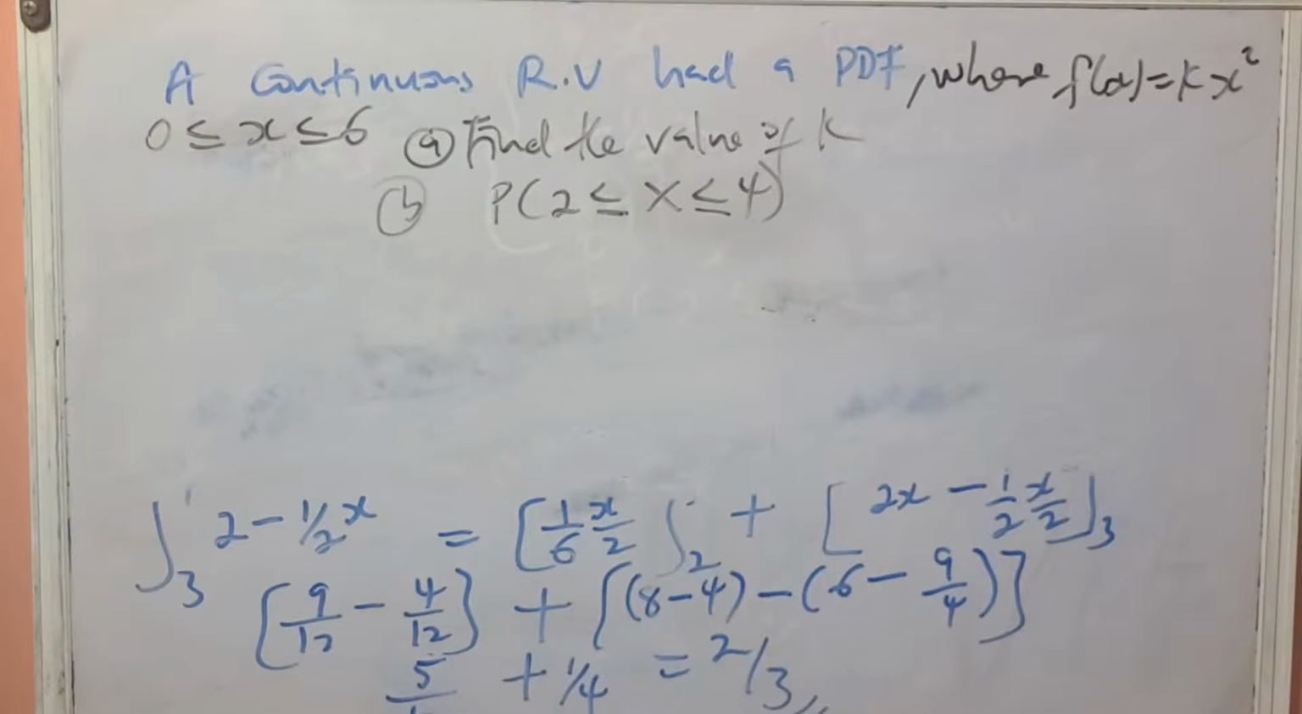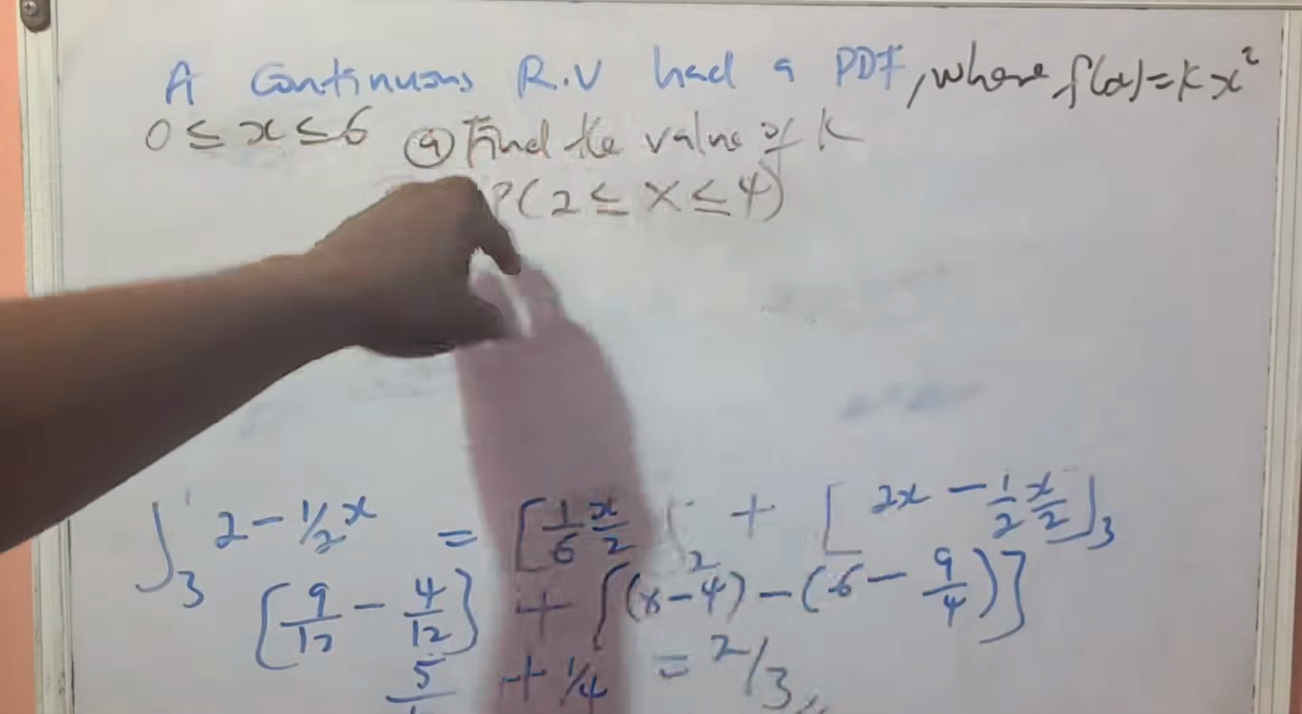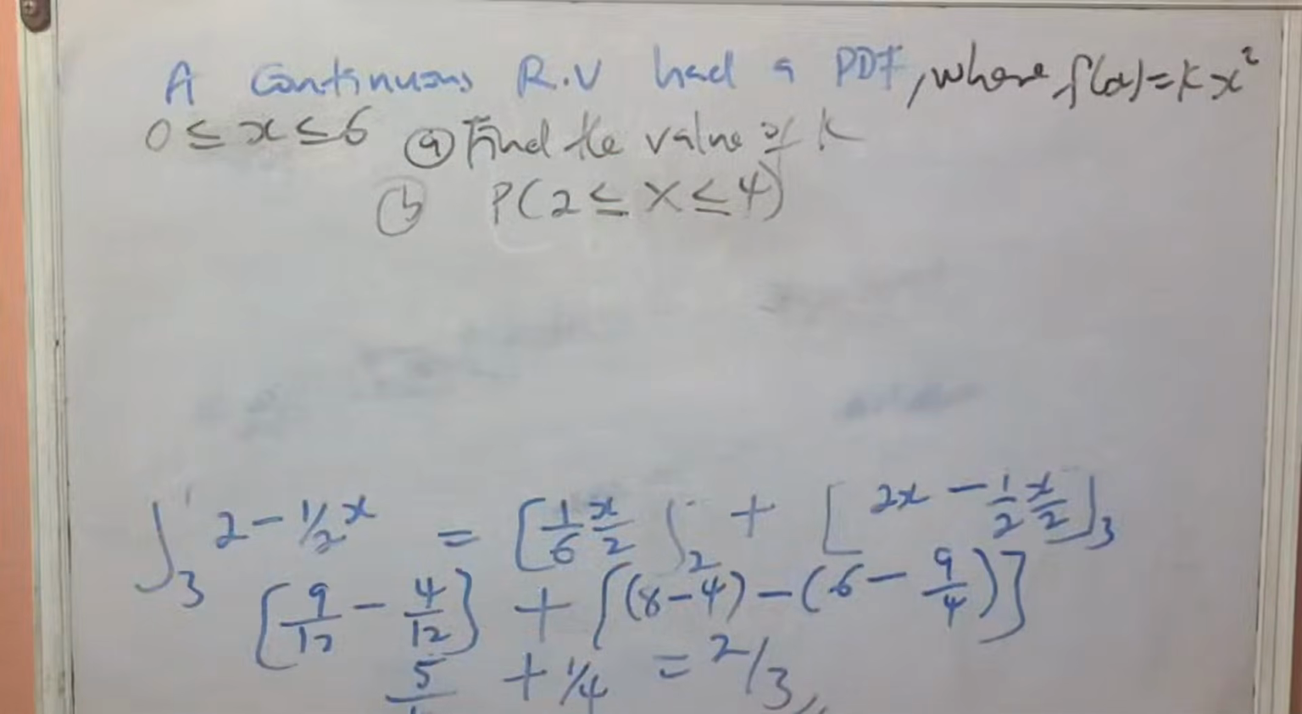Can you guys solve this? A continuous random variable had a PDF where f of x is equal to kx squared, and the value for your x was between 0 and 6. So you have to find the value of k, and you have to find the probability of x being between 2 and 4. So how do you find the value of k? Do we have anybody with an answer?